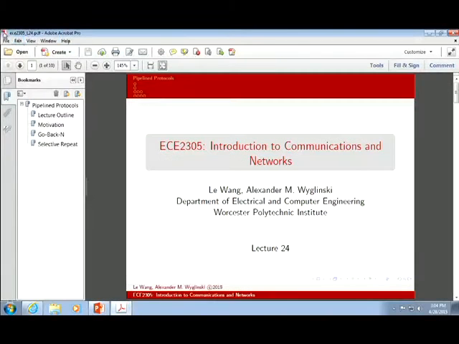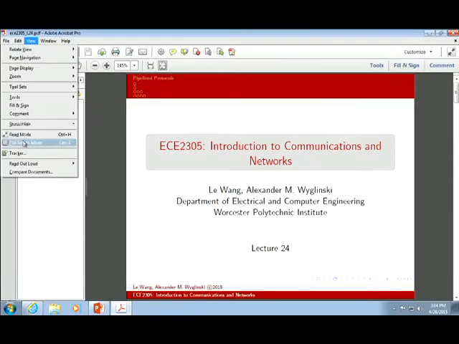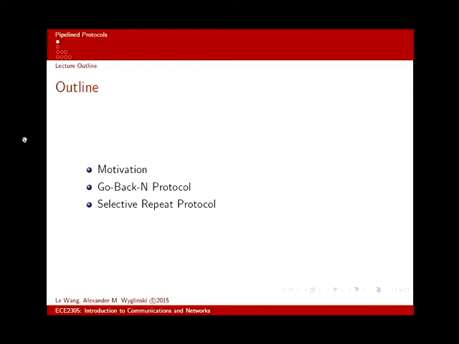This is lecture 24 of ECE2305, and in today's lecture, we're going to be looking at pipeline protocols. We looked at ARQ a little bit in the last lecture, lecture 23, automatic repeat requests. If information does not make it across, what do we do? Do we just say, oh, forget about it, and try to figure it out afterwards? Or does the receiver talk back to the transmitter and say, hey, can you repeat that?